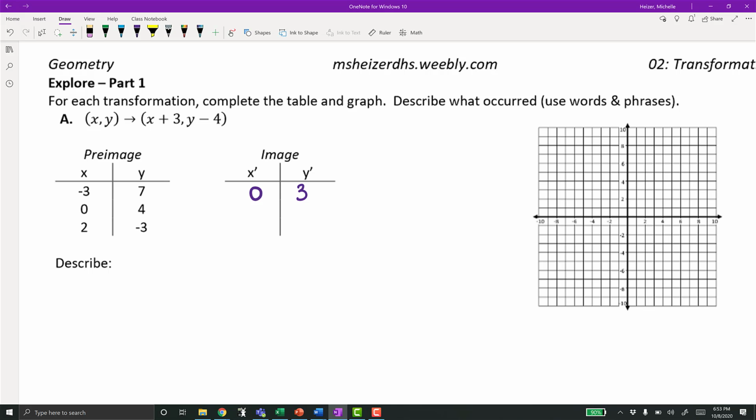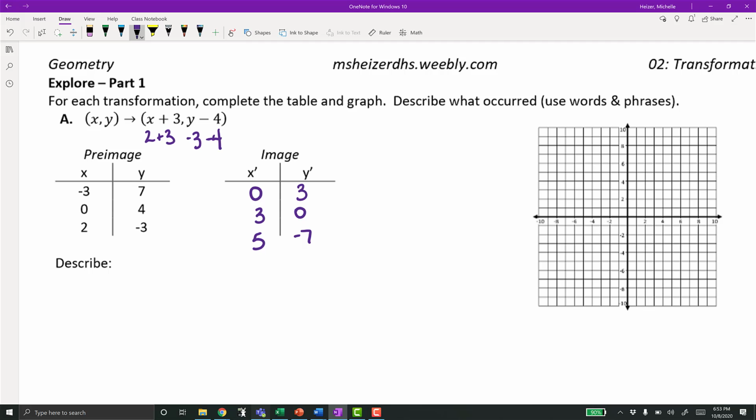Now I'll repeat that process for the rest of these. So 0 comma 4, well 0 plus 3 is 3, and then my y value of 4 minus 4 is 0. And then my last point, 2, negative 3. So 2 plus 3 is 5, and negative 3 minus 4 is negative 7. So we've completed our table.